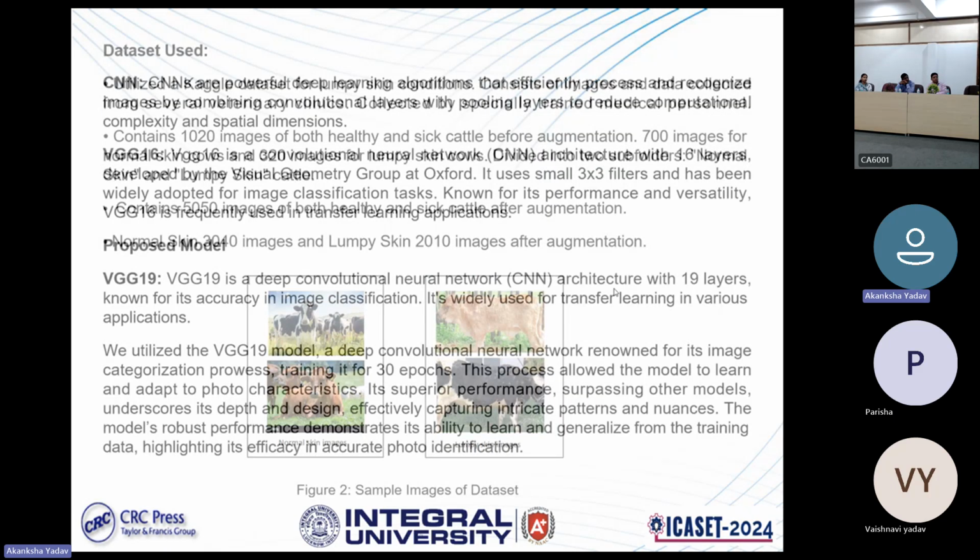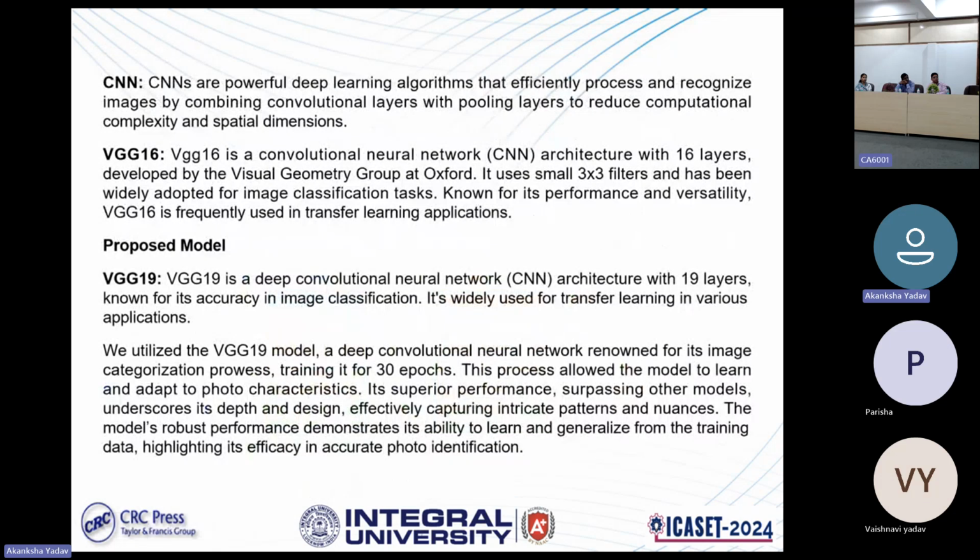And CNN and VGG16. My proposed model is VGG19. VGG19 is a deep convolutional neural network architecture with 19 layers, known for its accuracy in image classification. We utilize the VGG19 model, a deep convolutional neural network renowned for its image categorization prowess.